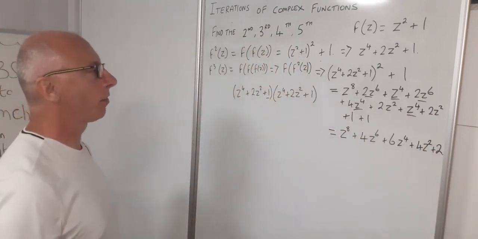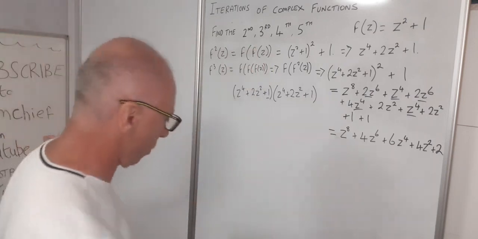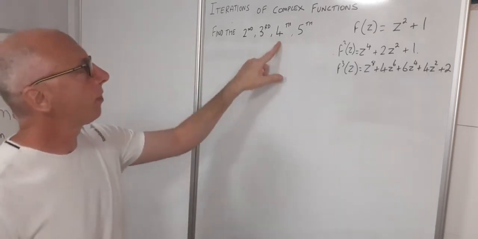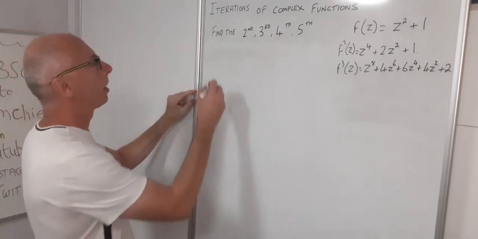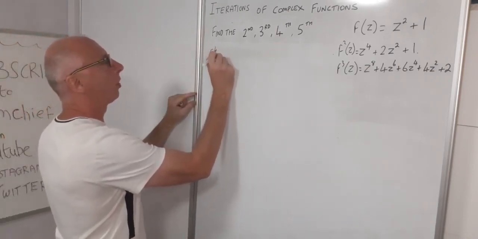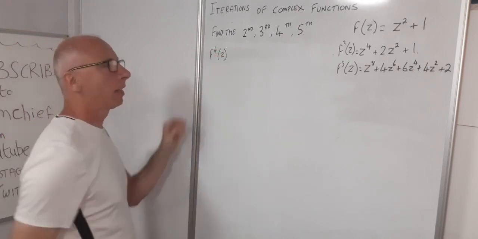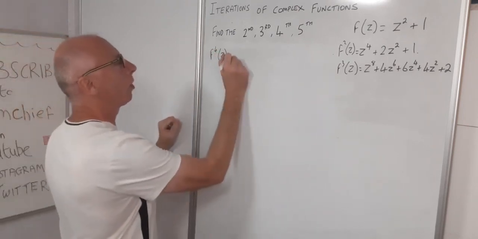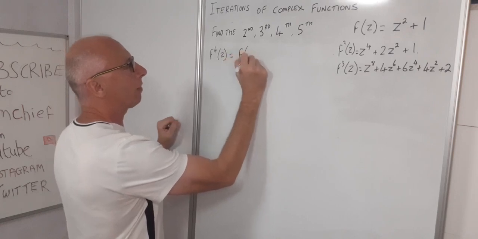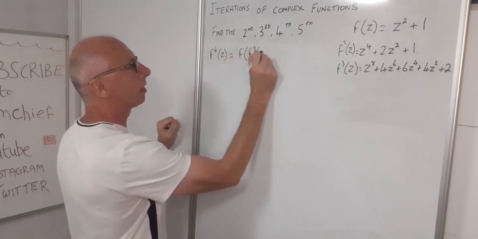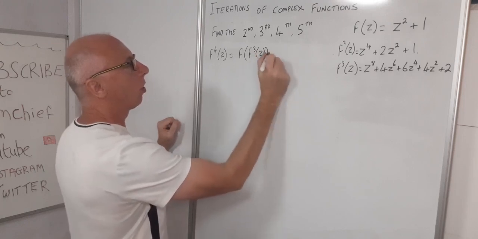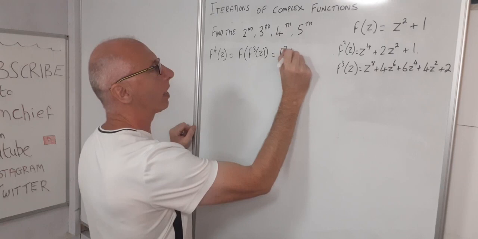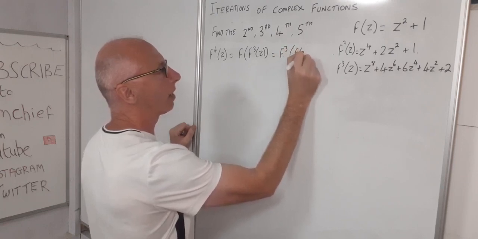Okay, let's take this off the board and then we'll try and find the fourth iteration. So f4 of z. Now, there's probably 3 ways we can do this one. We can either write this as f of 3z, or we could write this as f of 3 using f of z.